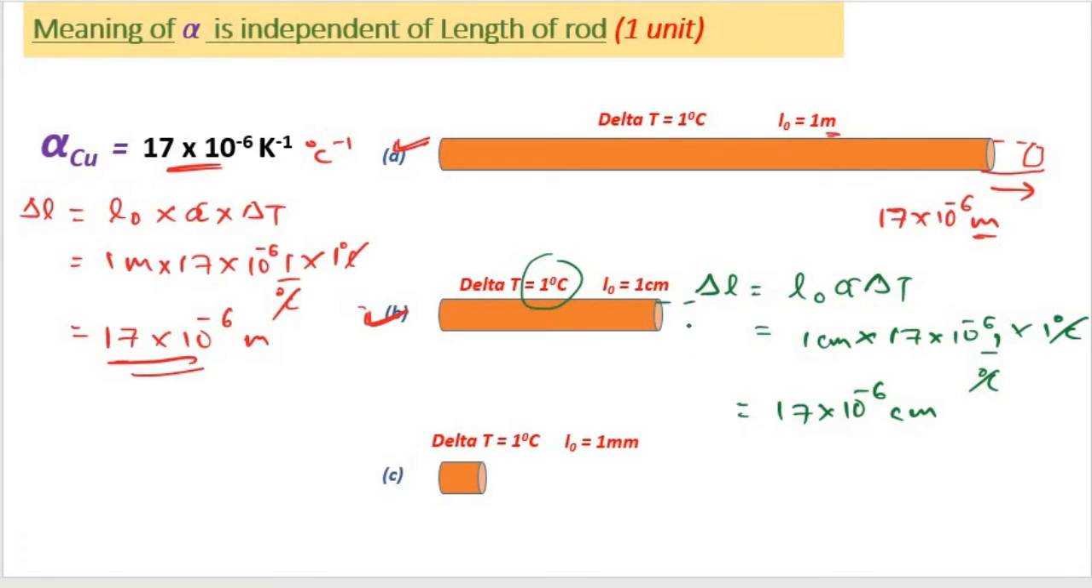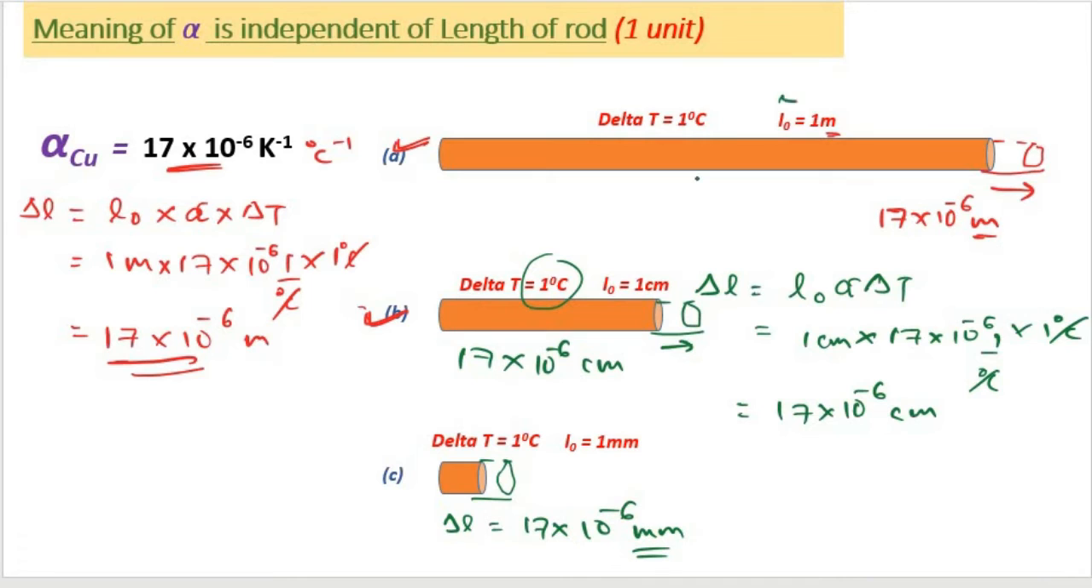So this rod also increases by some amount, and that delta L is again 17 into 10 raised to minus 6 centimeter, because you took the rod in centimeters. Again I need not do the whole calculation. If I do this calculation for a millimeter rod, delta L would be the same as alpha, that is 17 into 10 raised to minus 6 millimeter. So hopefully you have understood what I mean to say.